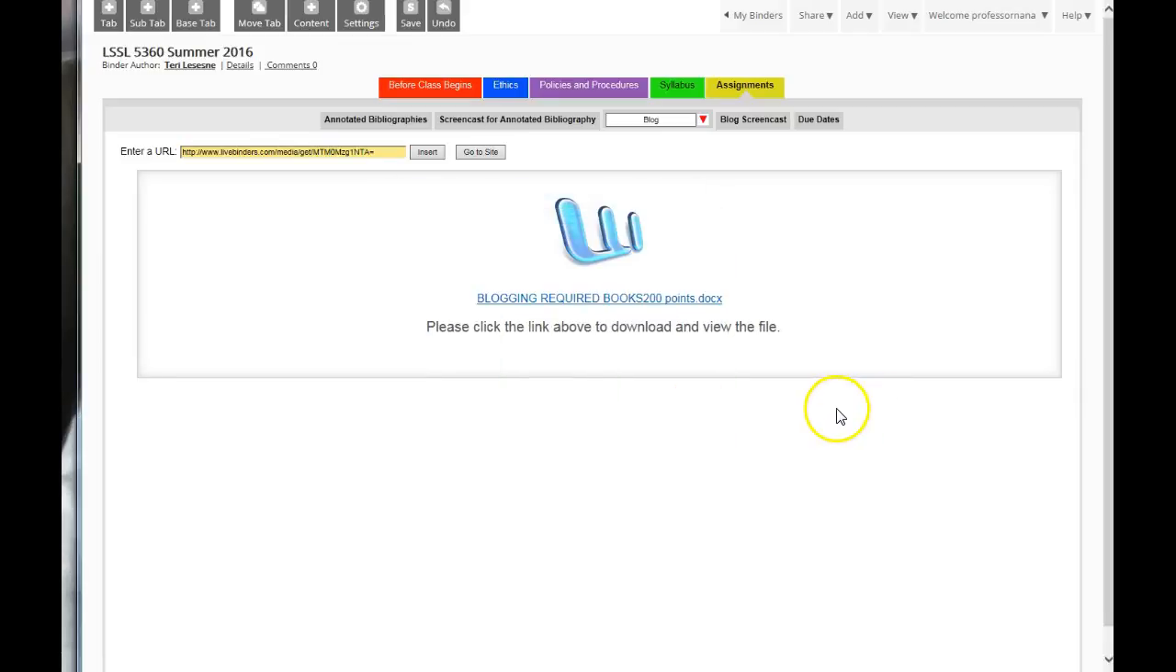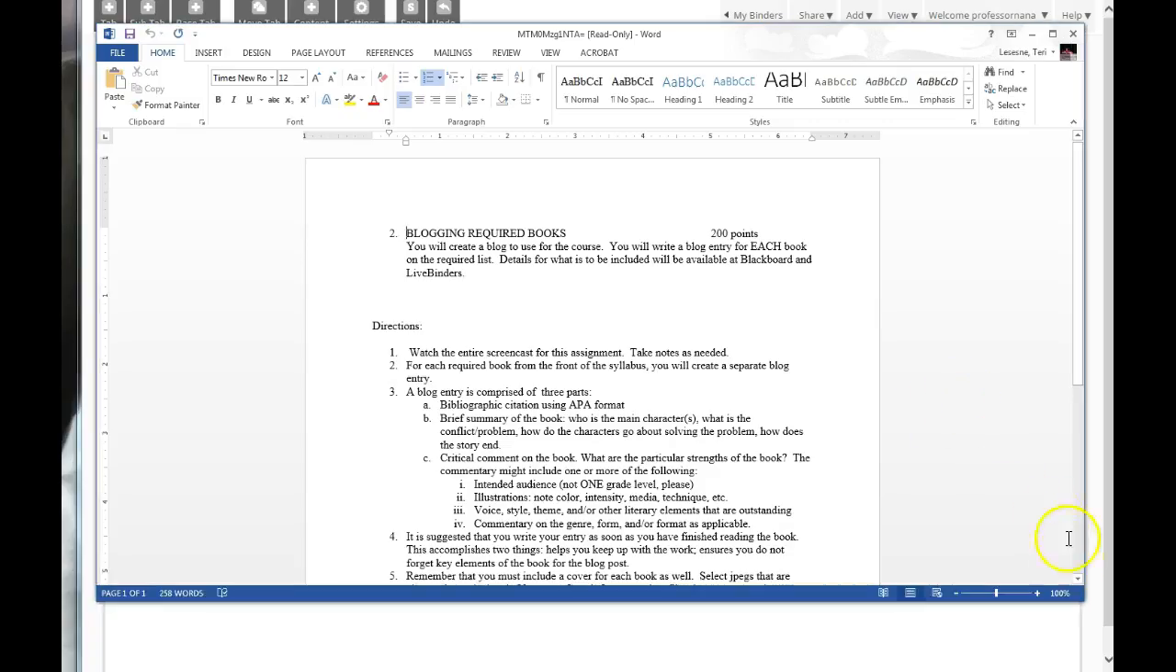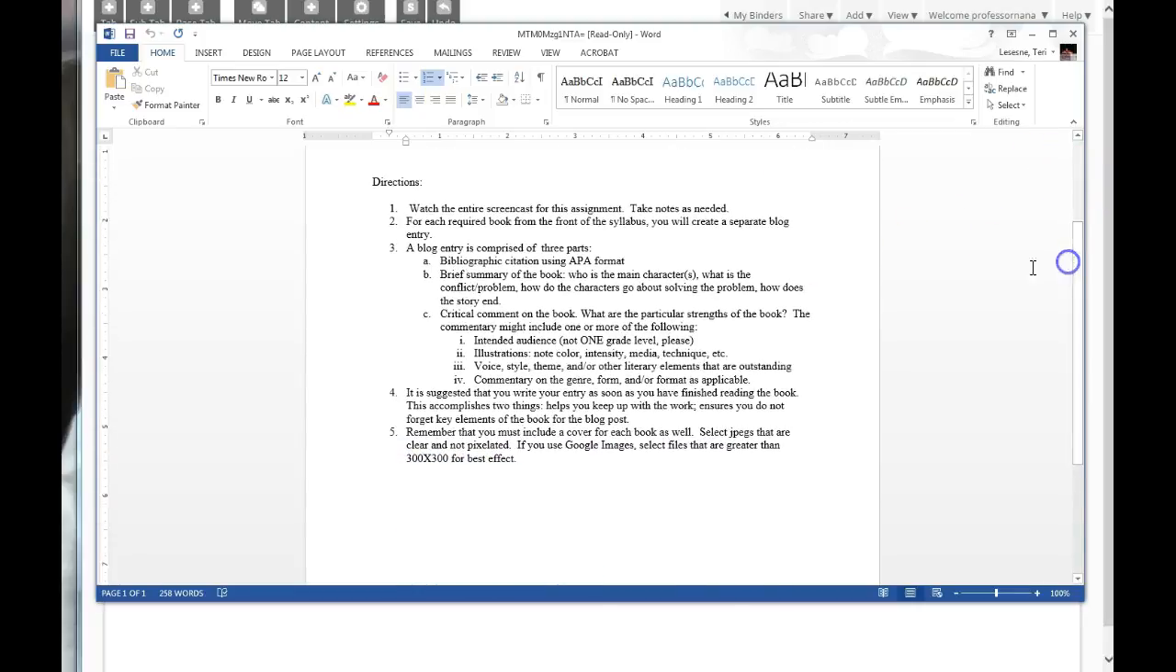So I'm going to ask the file to open, and it will eventually on this very slow computer on a rainy day. And here's the assignment. For each of the books that are required for the course, you're going to create a blog entry. Those are the books on the very front page of your syllabus, and we can take a look at those in just a moment. But here are just some generic directions here.